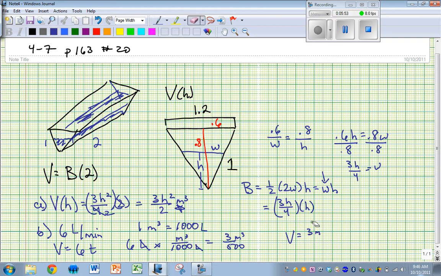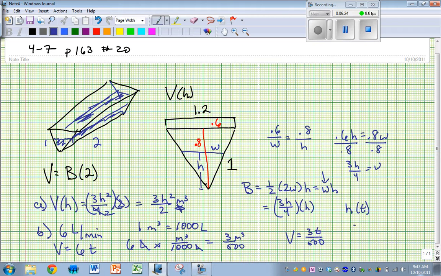I'm going to leave out the meters cubed, I'm going to leave out the units because the units are going to be the same on both sides. So it's 3t, which is amount of time, over 500. So now I have the volume equation. I have 2 volume equations which I can set equal to each other, but now I'm trying to find h in terms of t. So again, I just need t's in my equation. I'm going to solve this for h.